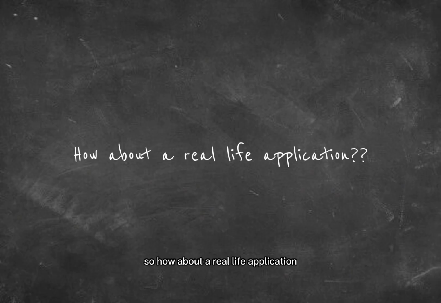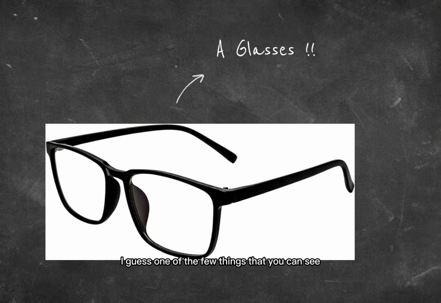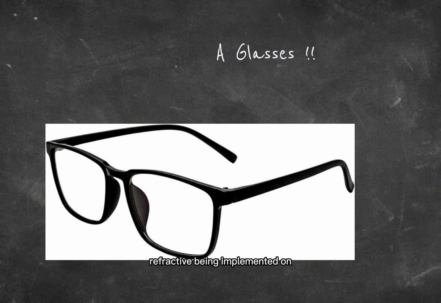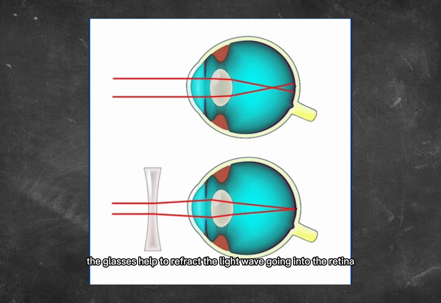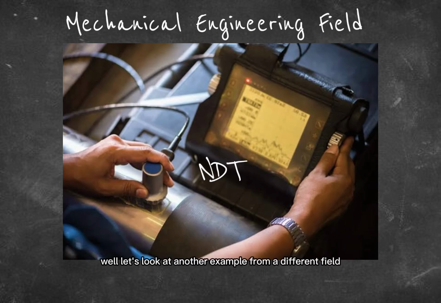So how about a real-life application? One of the few things where you can see refraction being implemented is glasses, especially prescription glasses. How this works is that the glasses help to refract the light wave going into the retina by manipulating it to the eye's needs. The fast light waves from outside slow down upon entering the lens, which causes them to bend according to your eye's needs.